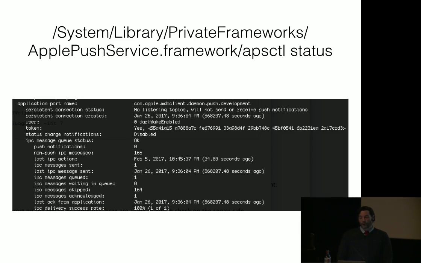Another tool that can help with this is APSCTL. With this command you can just grep for MDM client and you'll see all the information about your status with APNs. In fact, you'll get too much information, so you'll need to grep more.